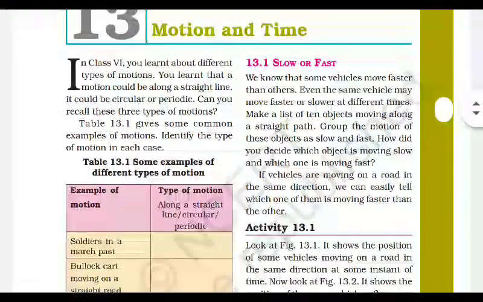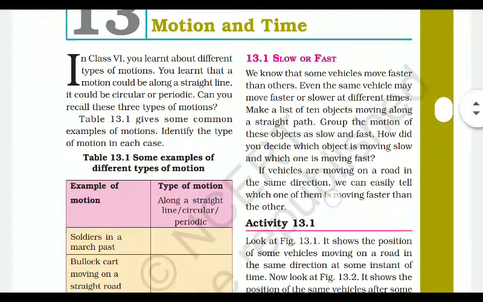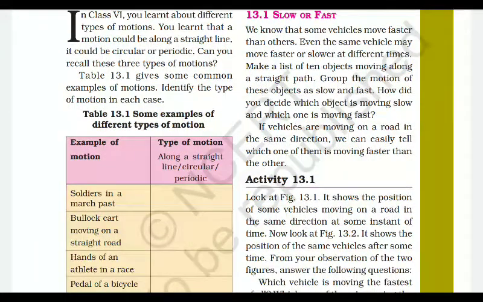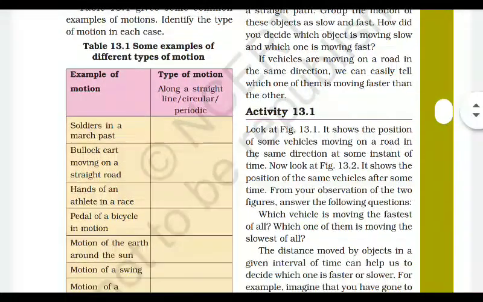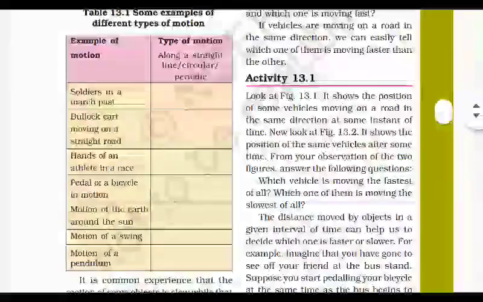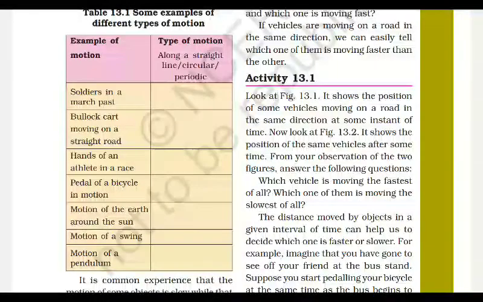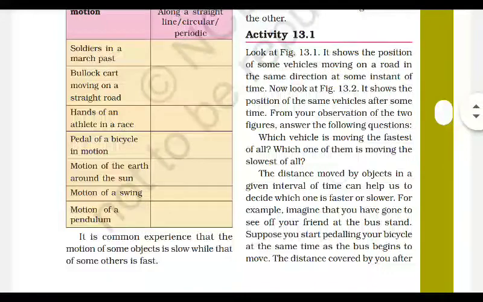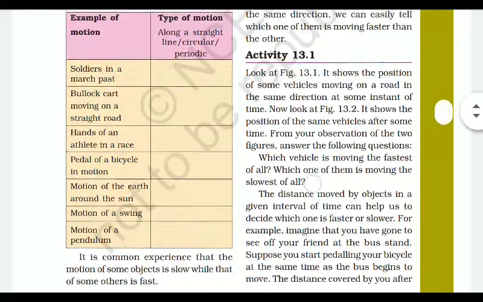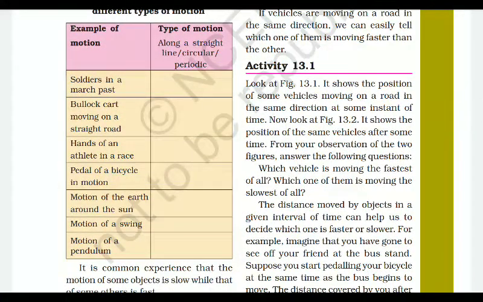In Table 13.1, some common examples of motion are given. Identify the type of motion in each case. So, the soldier in a march past, a straight line. Block cart moving on a straight road, straight line. Hands of an athlete in a race, it's periodic. So these are all examples of whether the motion is straight line, circular or periodic.